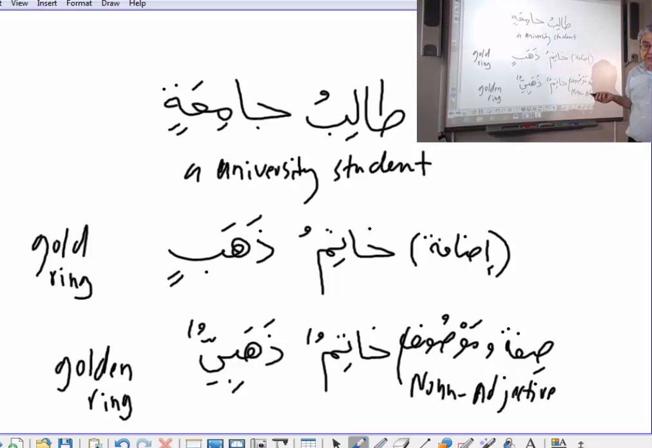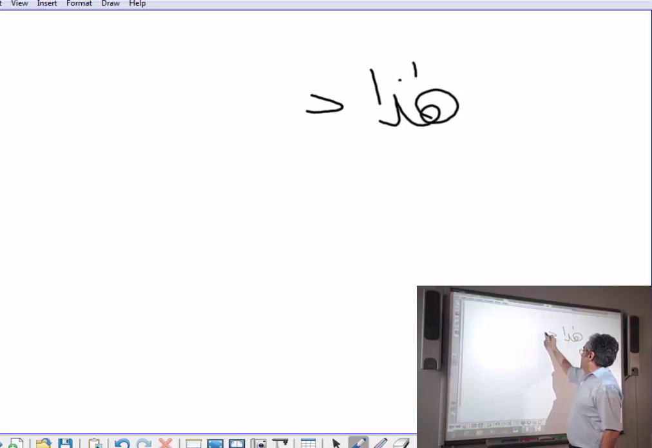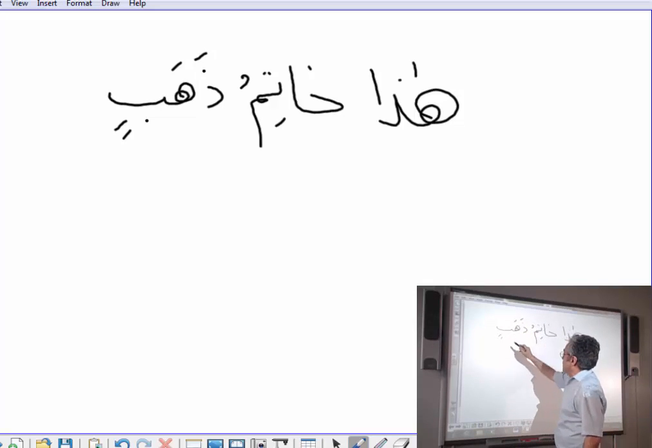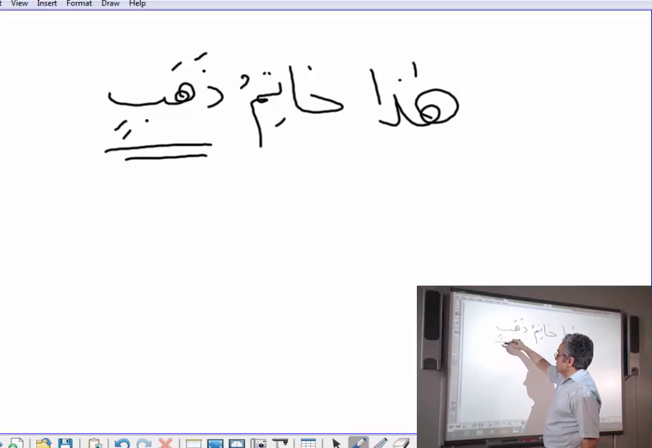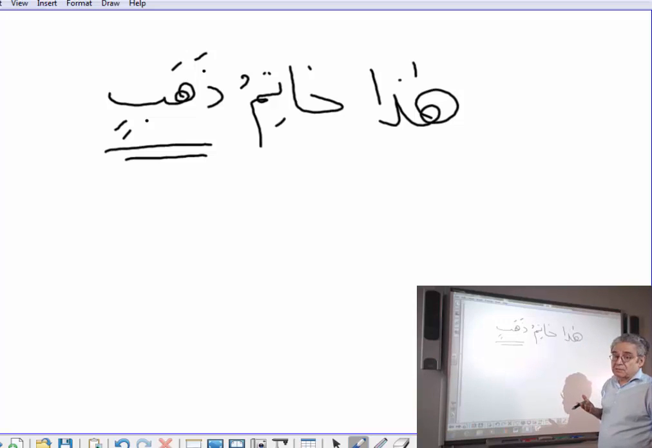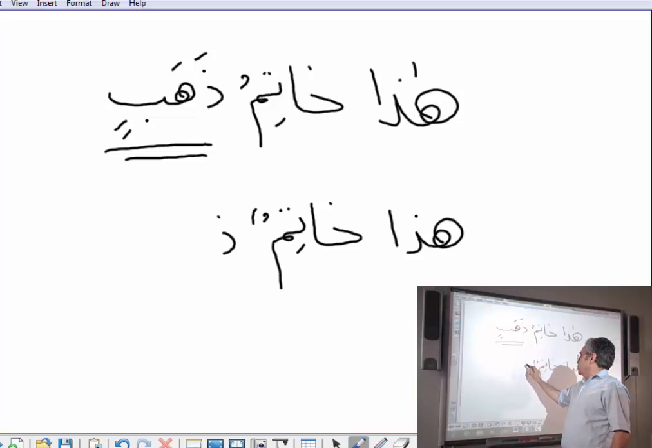And if I want to make a sentence, since this is a phrase, maybe I can use what we took in class in the last session. If I want to say this is a gold ring, I can say هذا خاتم ذهب. So remember, the second term of idafa always should be majroor. But what if I want to say this is a golden ring? So I have هذا خاتم ذهبي.